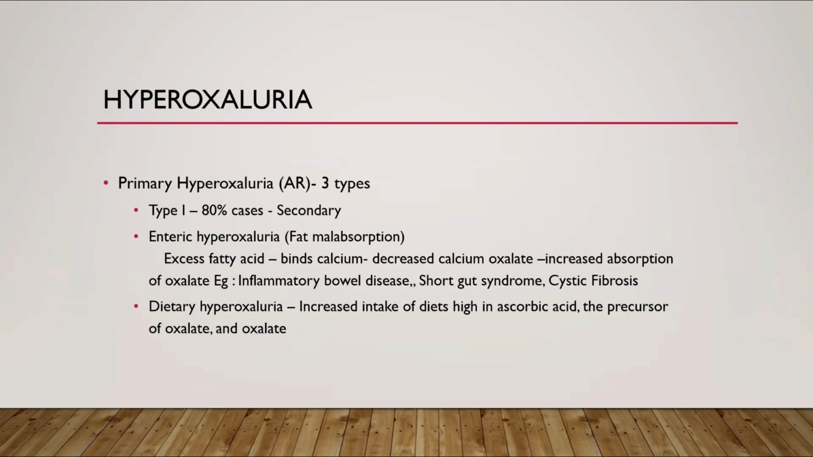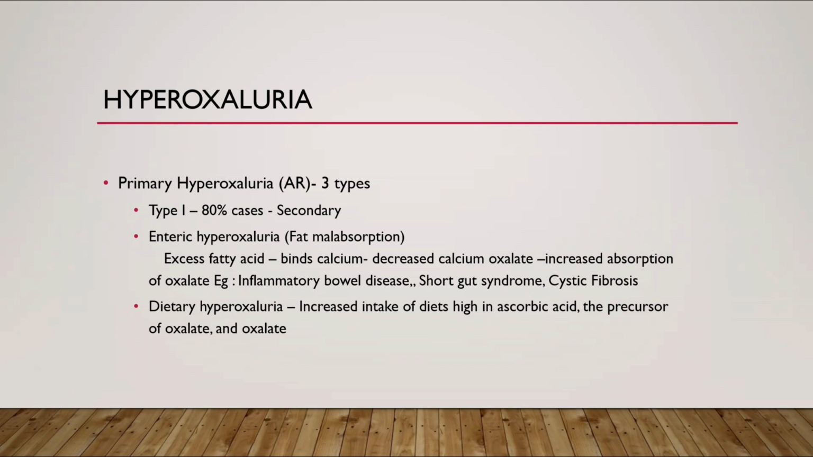Hyperoxaluria is another common cause, and this can be primary or secondary. The primary is mainly caused by the increased endogenous production of oxalate in the liver, and there are three types which have been recognized. Type 1 is the most common one. The secondary ones include enteric hyperoxaluria or dietary hyperoxaluria.